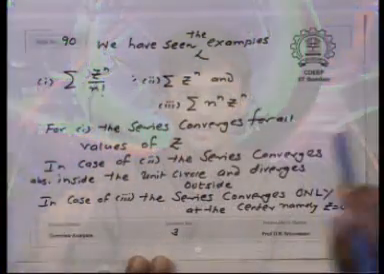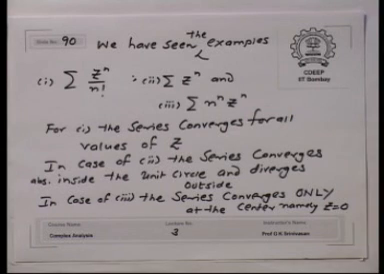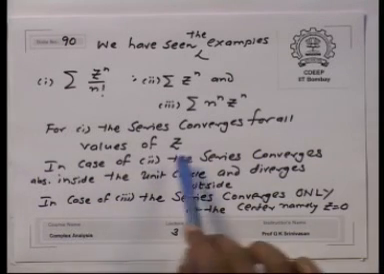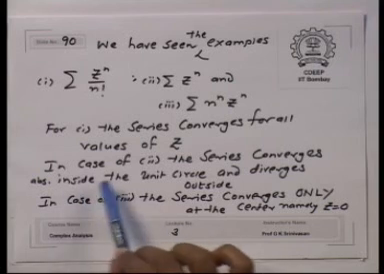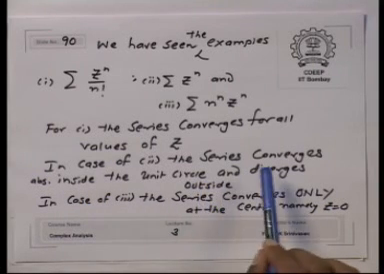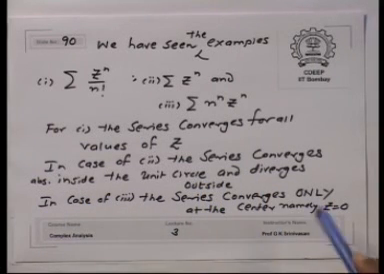So we have seen examples. These are 3 examples of functions: sigma z to the power n upon n factorial, sigma z to the power n, and sigma n to the power n z to the power n. For the first one, the series converges absolutely for all values of z. For the second case, the series converges absolutely inside the unit circle and diverges outside. Third case is the series converges only at the center, namely z equal to 0.